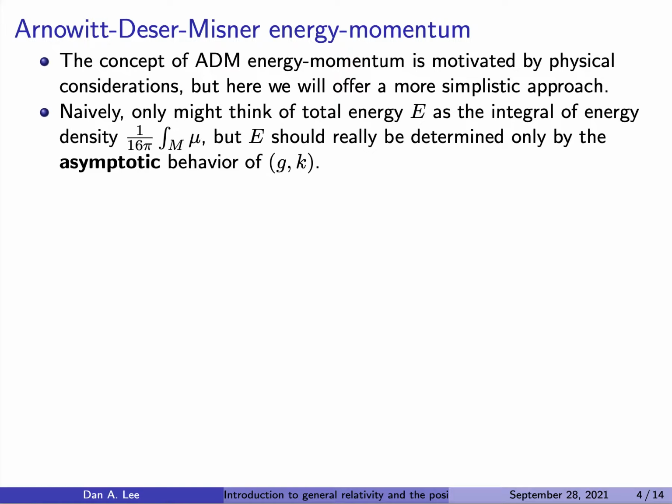Okay, so naively, you might think of total energy E as being the integral of energy density. So energy density is 1 over 8 pi times mu. The 8 pi is basically coming from, remember the Einstein field equations had an 8 pi in it.